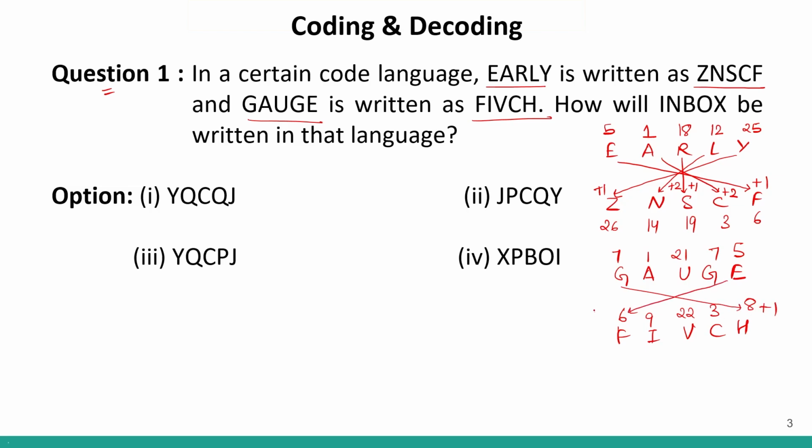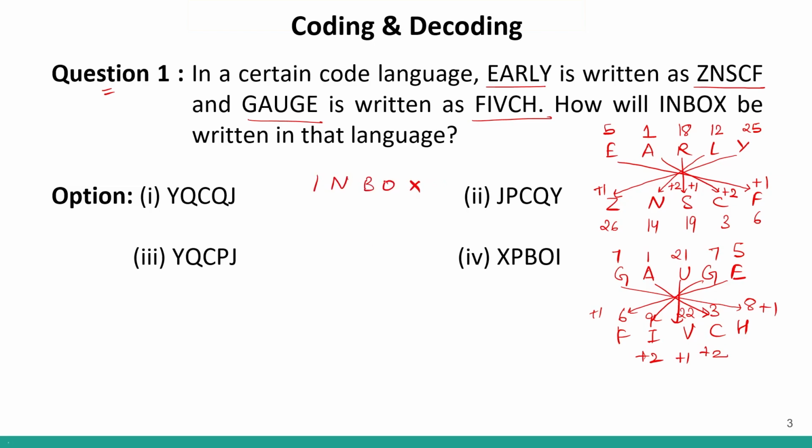From E to F we moved 1 position forward. From A to C we moved 2 positions forward, and from G to I we moved 2 positions forward, and in the middle we moved 1 position forward. So again the same pattern. So we will do the same pattern for INBOX, correct?